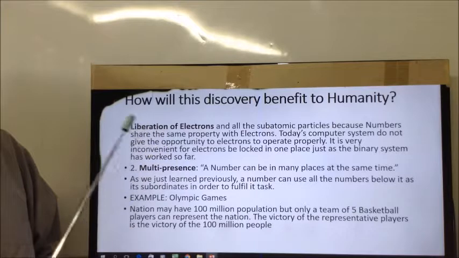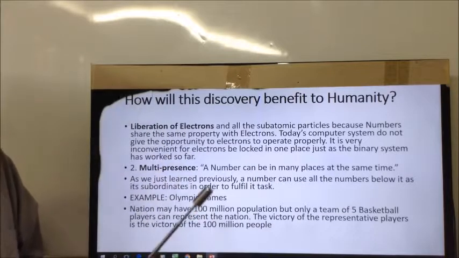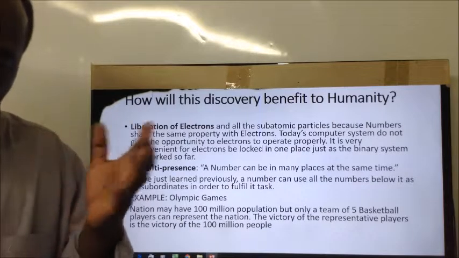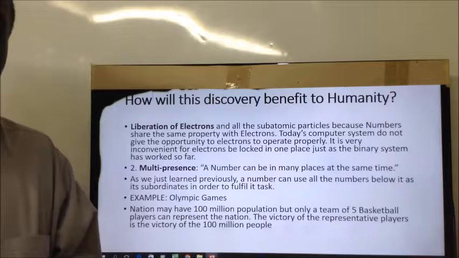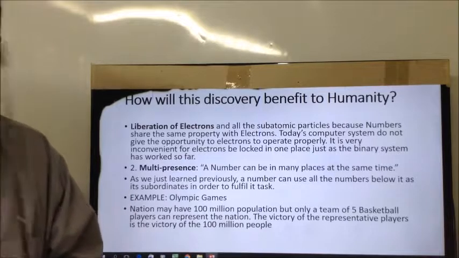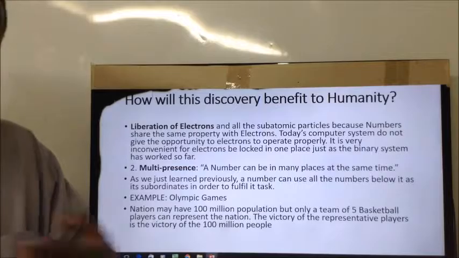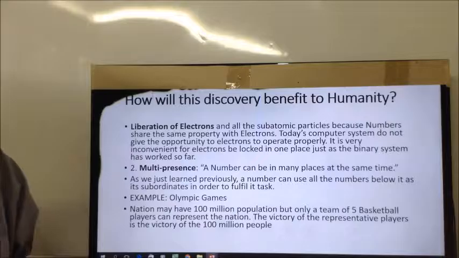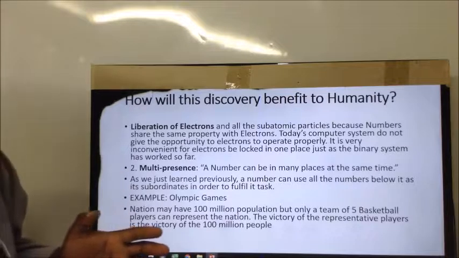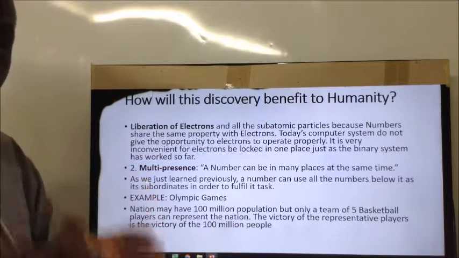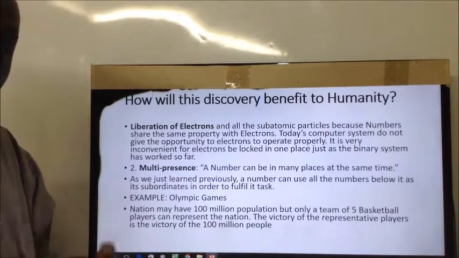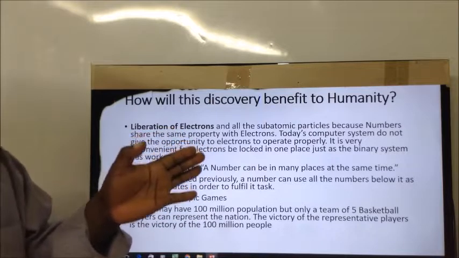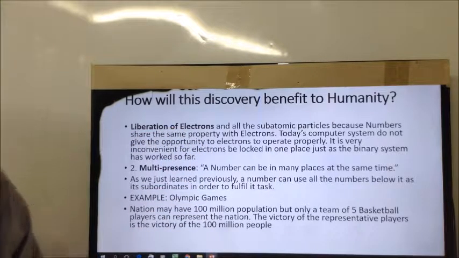Because through quantum mechanics, we learned that the electrons and other subatomic particles don't like to be locked in one place. They like to be free and like to be in many places at the same time. That's why this theory is coming in. These mathematics are coming in to allow electrons to be in many places at the same time.